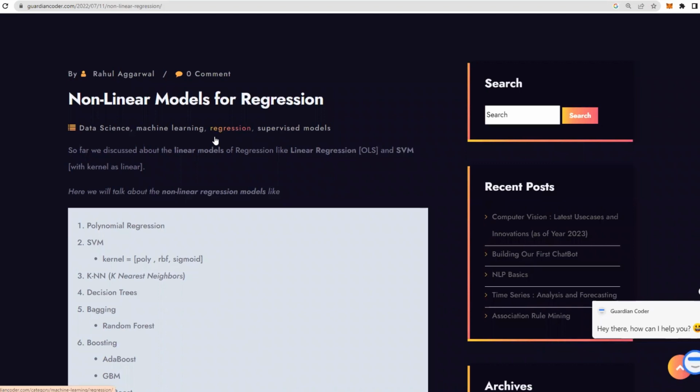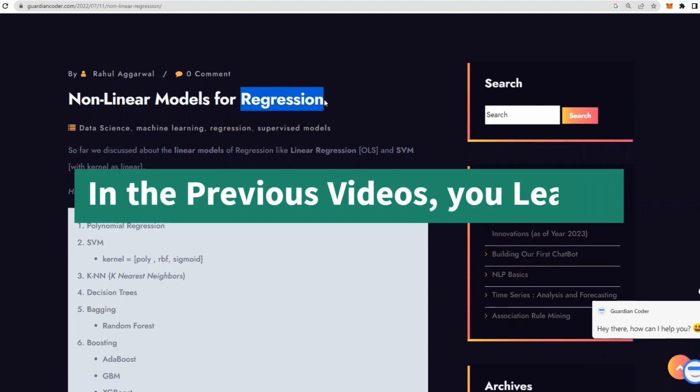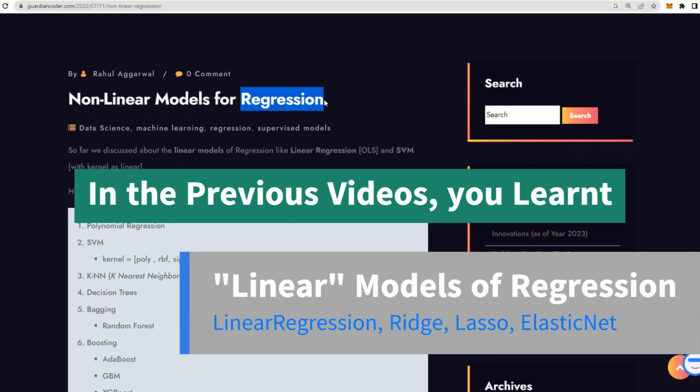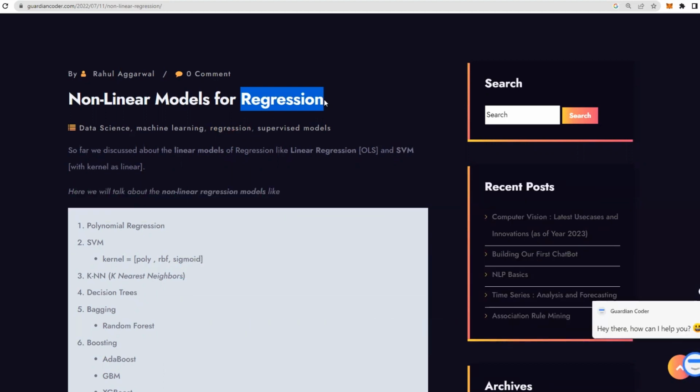Welcome to today's session. Today we are going to learn about the advanced models which are used in the field of regression. So far, we were talking about regression analysis using linear models. For example, linear regression, ridge regression, lasso regression. Those are linear models of regression. But as we know, in the real world, the data that we have may be non-linear in nature.